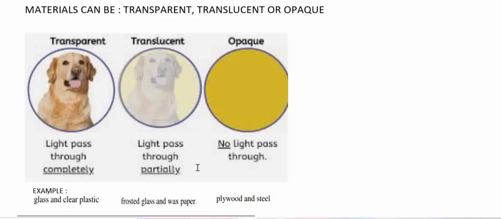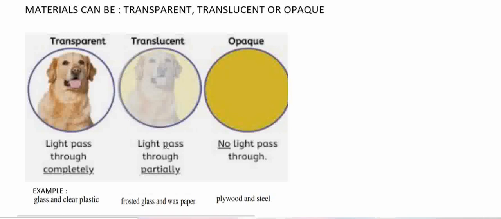Next, let's take a look at materials that can be transparent, translucent, or opaque. This is the example. Transparent: if the dog is behind transparent materials, then we can see the dog from the other side, from the front side. If the dog is behind the translucent material, we can see partly, not the whole thing clearly. But if it's opaque, we can't see the dog behind the opaque materials. Examples of this are glass and clear plastic, for transparent materials, which light passes through completely.